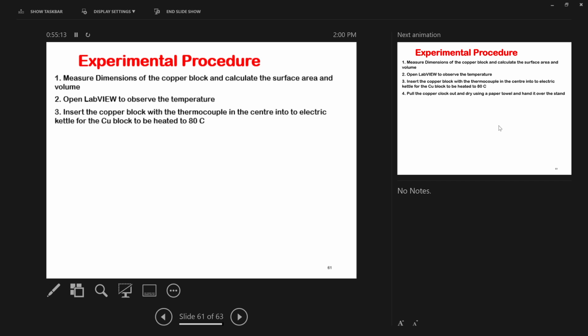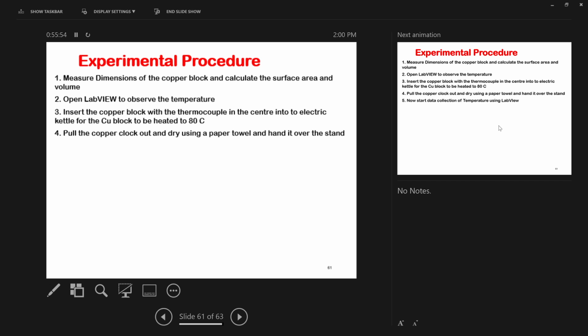The next thing you want to do, we are going to give you some electric kettles to boil water. You have to boil water essentially and put the copper block in it until its temperature reaches 80 degrees Celsius, okay, the copper block temperature. So you have to make sure that your water is already at boiling condition, at 100 degrees, so the copper block temperature will definitely get to the 80 degrees. Then you pull the copper block out and dry it using a paper towel, because we only want it to be exposed to air, not any other type of fluid.